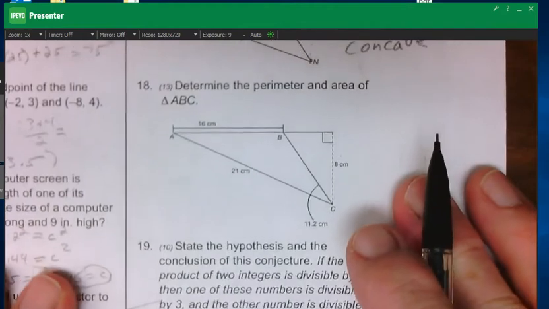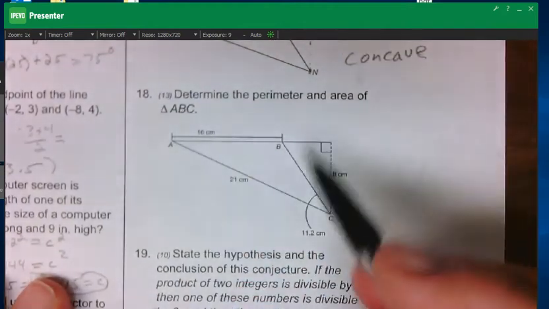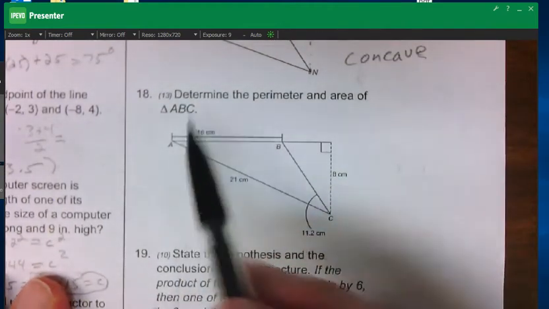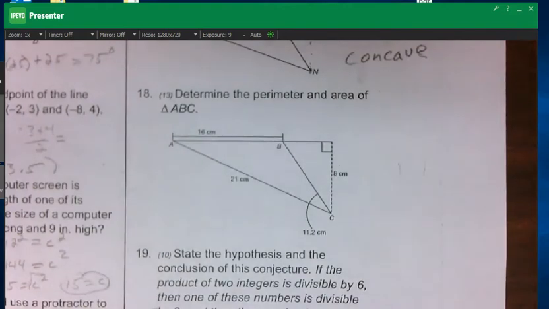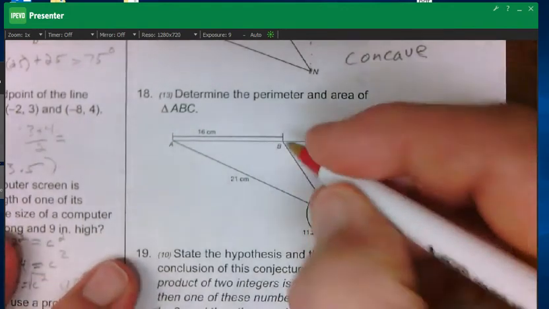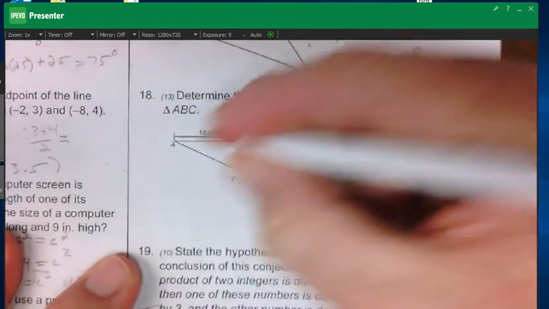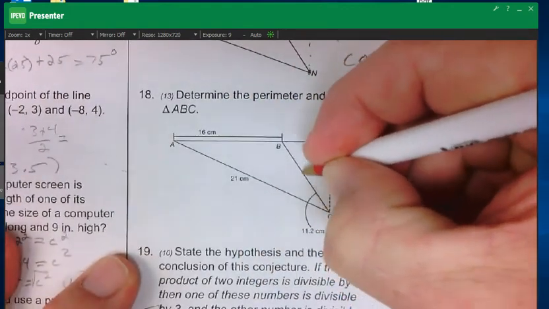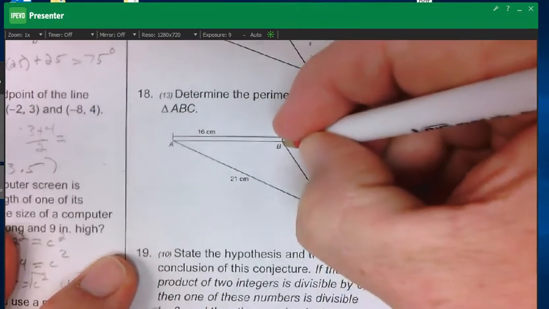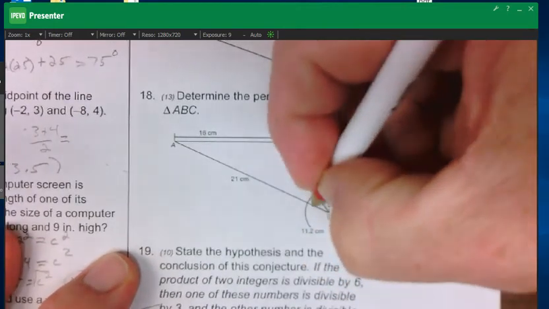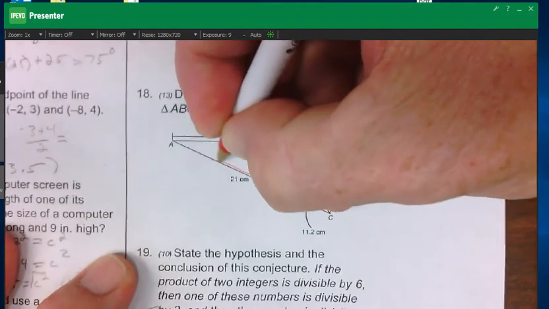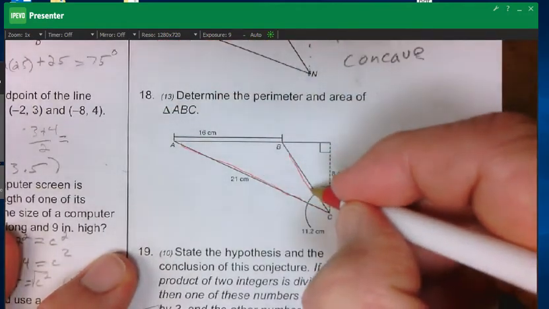Determine the perimeter and area of triangle ABC. Now, triangle ABC is this triangle. You've got to see the triangle. It's ABC. They give you a dimension that's not part of the triangle. So there, just so you can see the triangle.